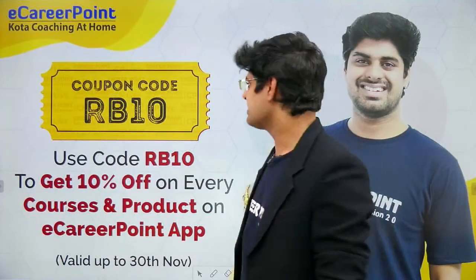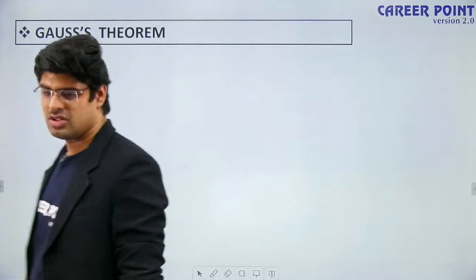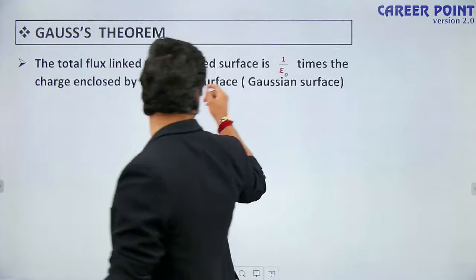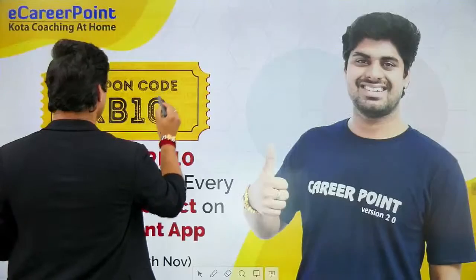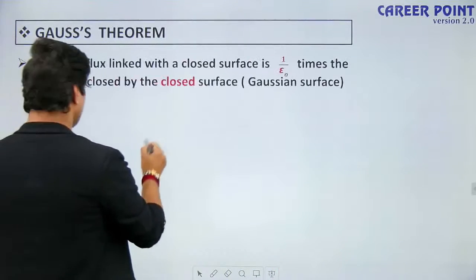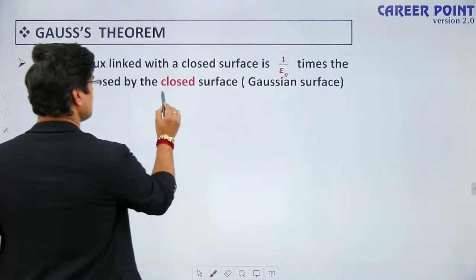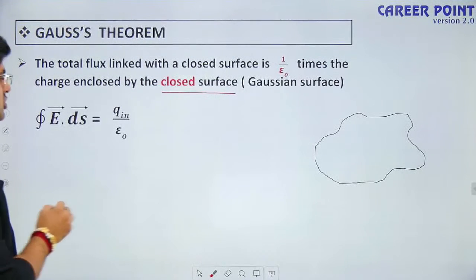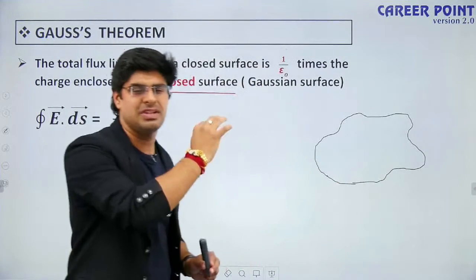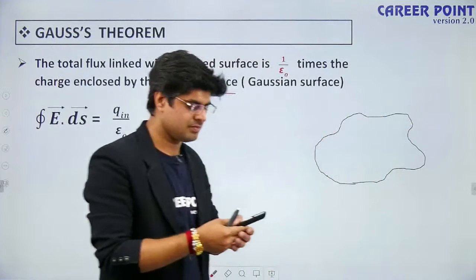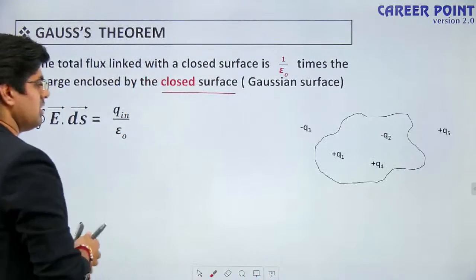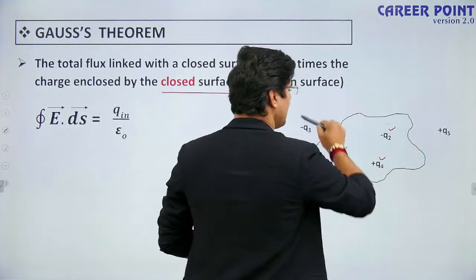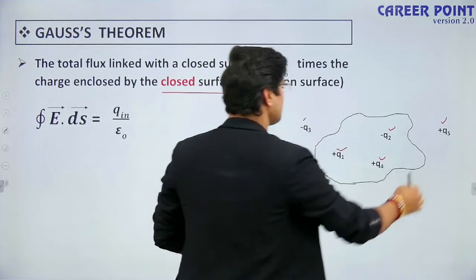Okay, so let's start with today's lecture, Gauss theorem. So what is it about? It tells us the total electric flux linked with a closed surface when a charge is placed inside. Suppose this is a surface we are having, a randomly shaped conductor. Inside the conductor, plus Q1, minus Q2, plus Q4, these three charges are present. And just outside the conductor, minus Q3 and plus Q5 charges are present.